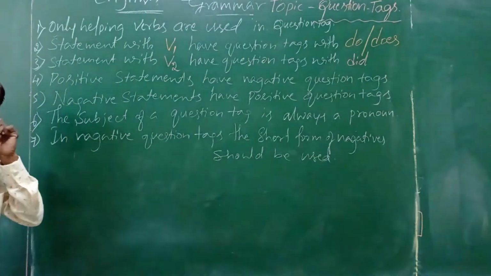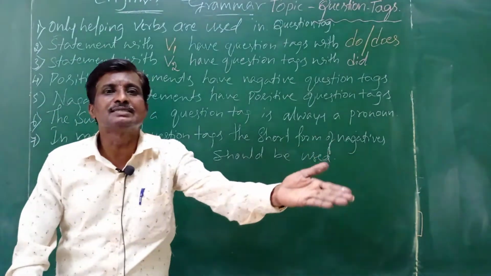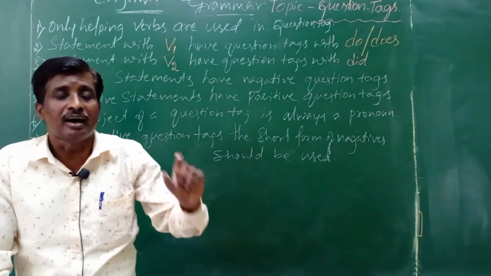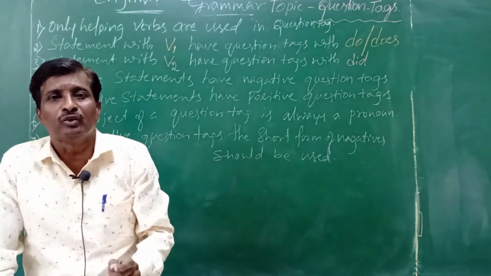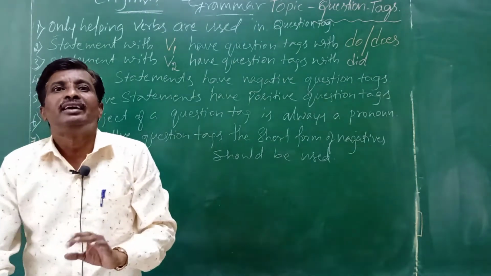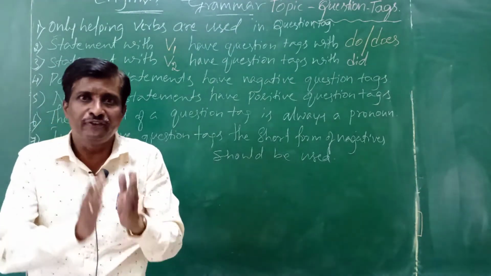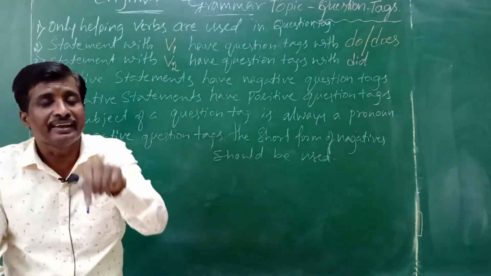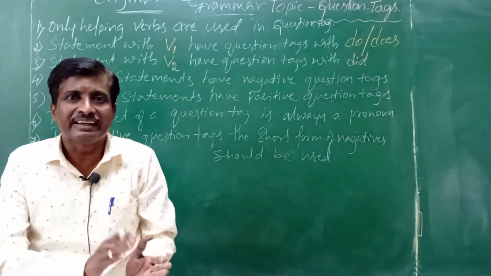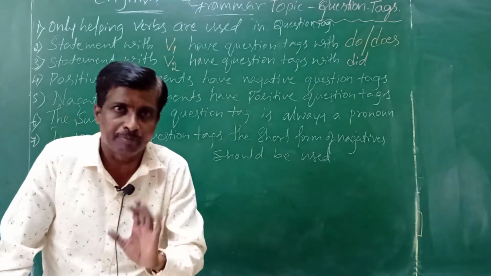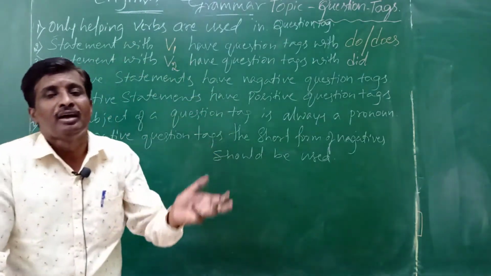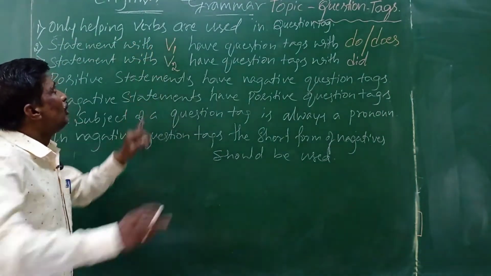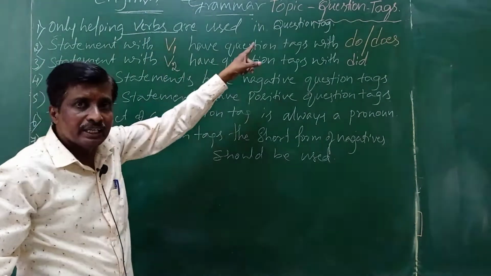See there, for example, Rama is playing a cricket. In this statement, Rama is the subject, is is the helping verb, playing is the main verb, and cricket is the object. Like this, we will classify the sentences. Helping verb means it helps the main verb, so it is called helping verb. I will explain in verb class. Okay, see children, only helping verbs are used in question tag.